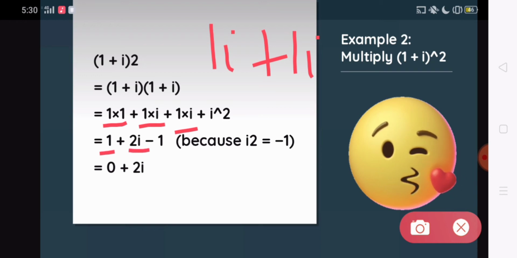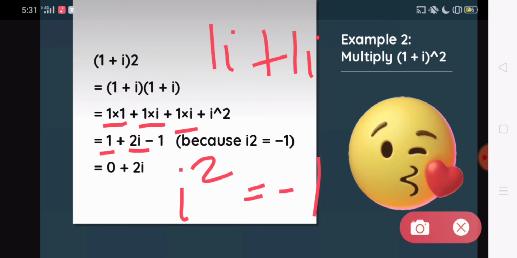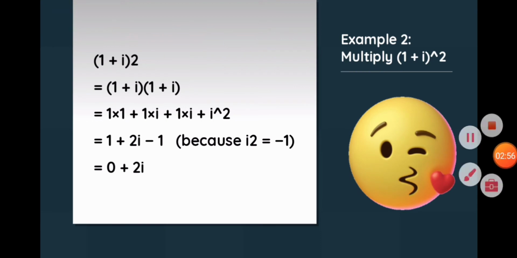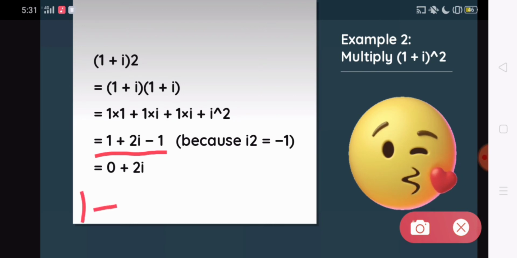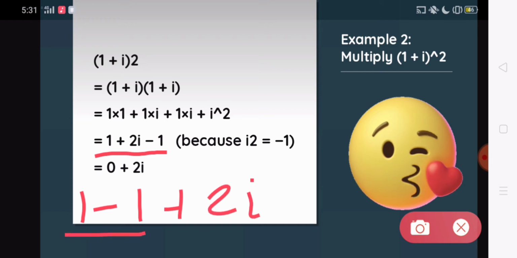Then plus i squared. Always remember that i squared is equivalent to negative 1. So 1 plus 2i minus 1. So let us combine 1 minus 1 plus 2i. So 1 minus 1 is 0, plus 2i. So our answer is 0 plus 2i, or 2i.